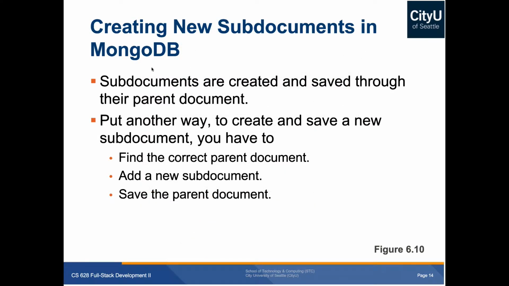Creating new subdocuments in MongoDB saves to the parent document, right? Putting it another way, to create and save a new subdocument, you have to find the correct parent document, in this case, the correct location, add a new subdocument, and you save that, not that specific subdocument, but you save the parent document. Okay?